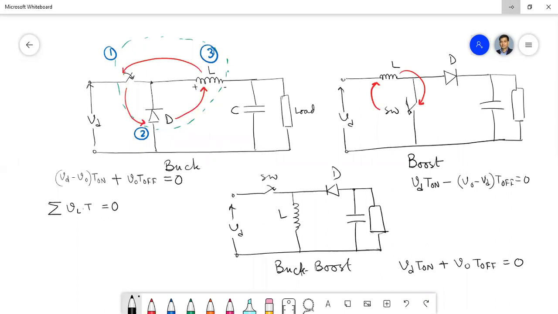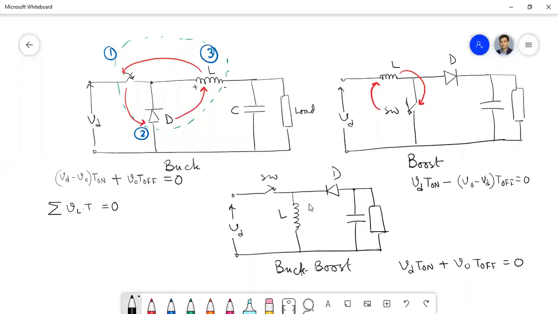Okay, so let us go back to this. Is it clear, this energy balance equations? Always you have to maintain this energy balance equation. Now, everywhere we have T on and T off, only the coefficient which we are multiplying with T on and T off is getting varied. In one combination, we have Vd and V0 in the last combination. In the first combination, we have Vd minus V0 and V0. In the second combination, we have Vd and V0 minus Vd.